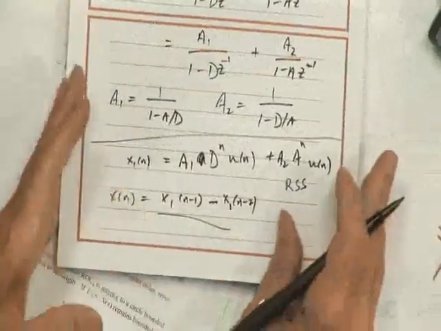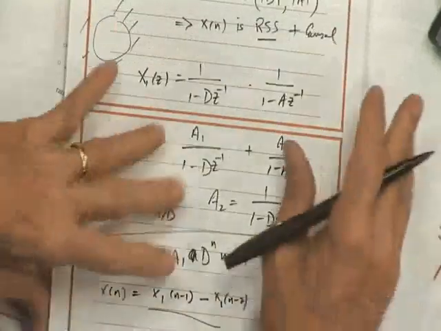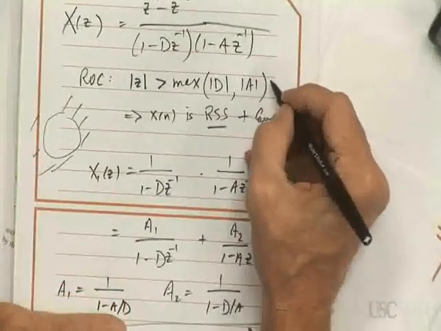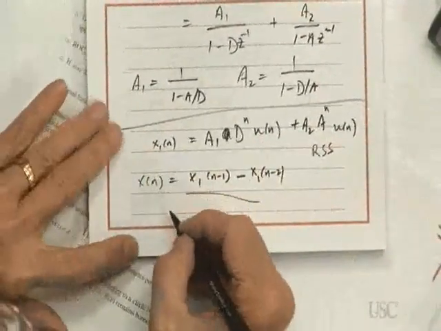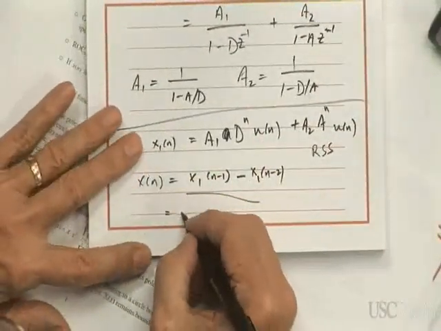It's a simple way to do them. But the key behind this is that I told you what the region of convergence was. I told you what that was. And, oh, is this causal? You bet.